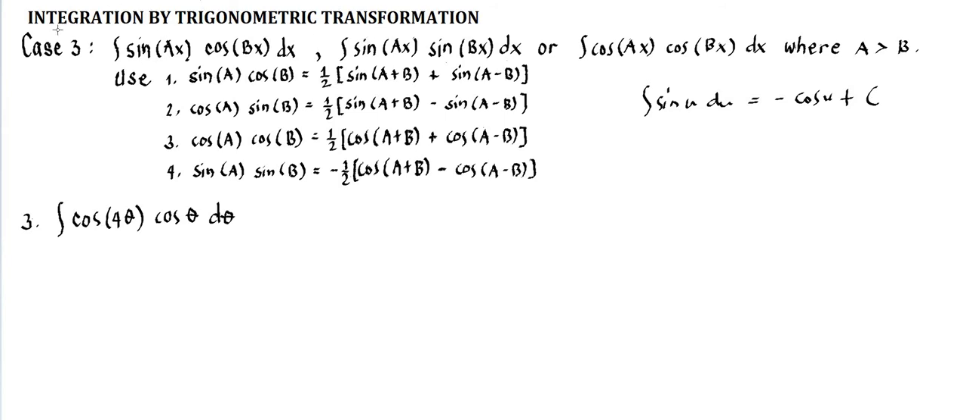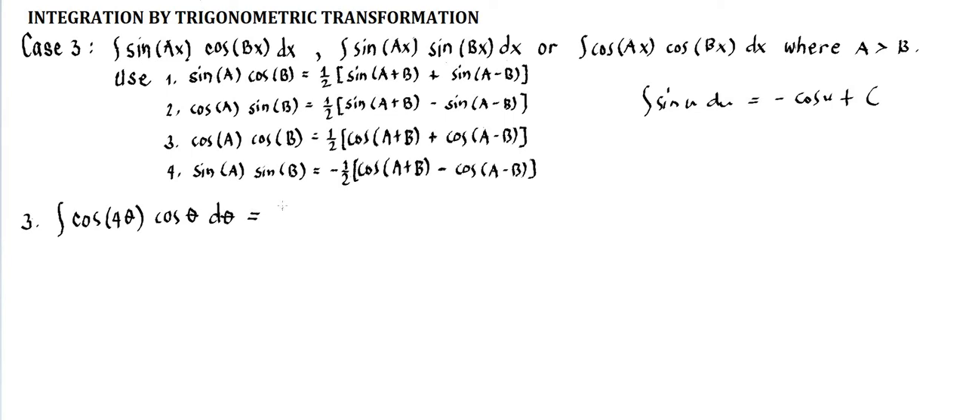Example number 3 na tayo sa ating case number 3. So, ating problem, integral of cosine of 4 theta, cosine of theta d theta. So, dito, no, ay nasa pattern tayo ng number 3, formula number 3. Ang A natin ay 4 theta, ang B natin ay yung theta. So, formula number 3 natin, cosine A cosine B equals 1/2 cosine of A plus B plus cosine of A minus B. So, i-apply natin yung formula na yun.